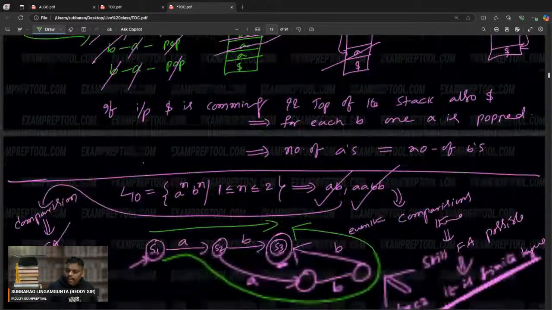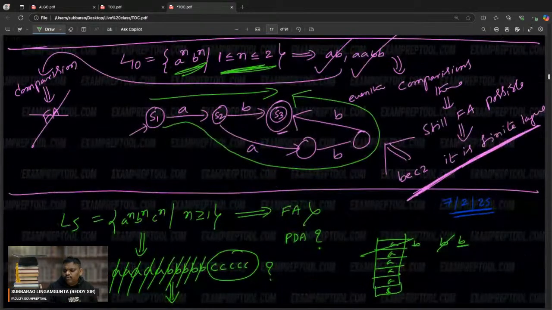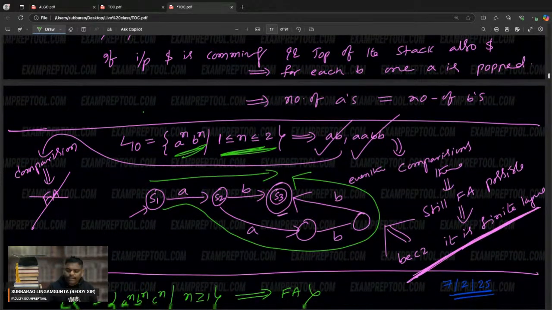However, even though comparison is there, if it is a finite language, finite automata is possible. Finite automata is saying that even though comparison is there, even though it is very tough, still I can handle it if it is a small language like a finite language.